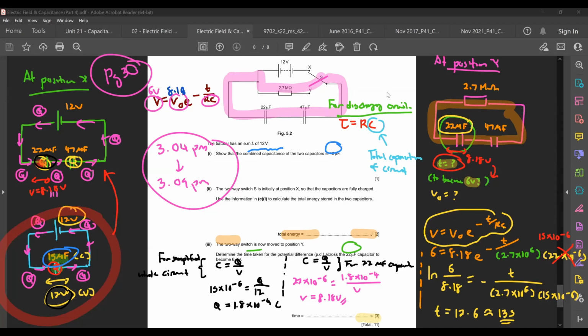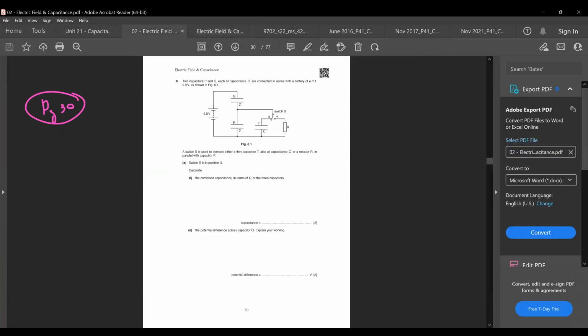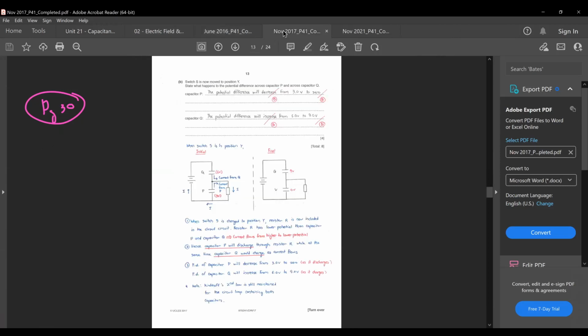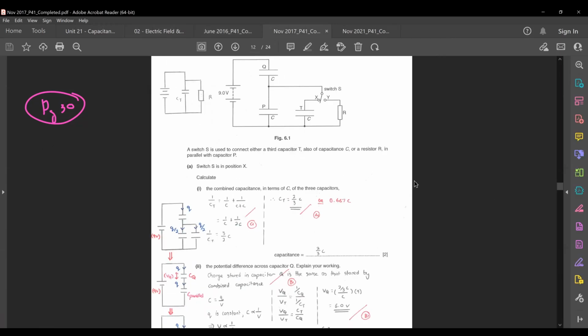Okay, now you can have a look at page 30. Page 30 ought to be this one. There's one particularly weird question from here that we can do. This one is November 17 P41. So if you look at that question now, let me just clear this thing off.